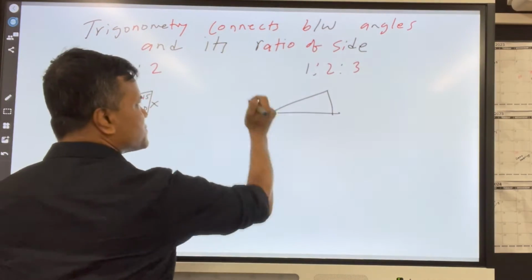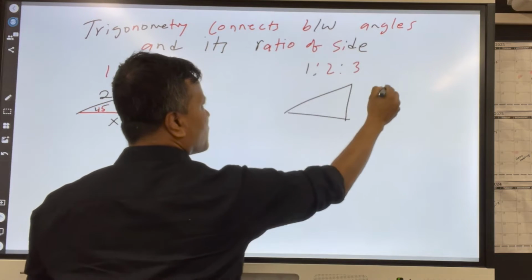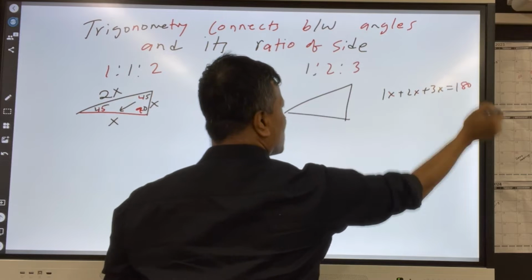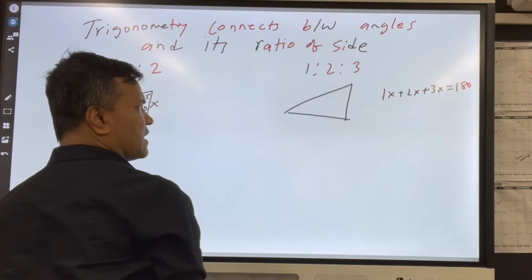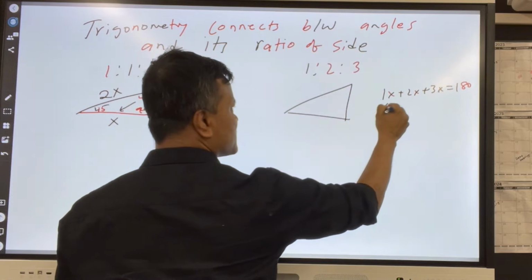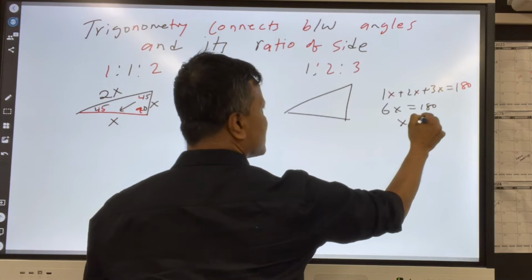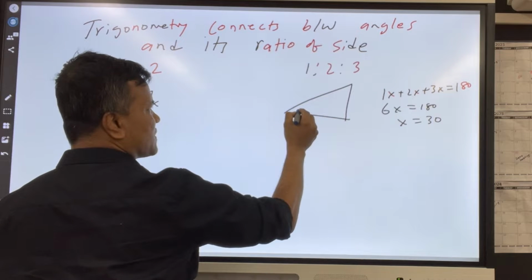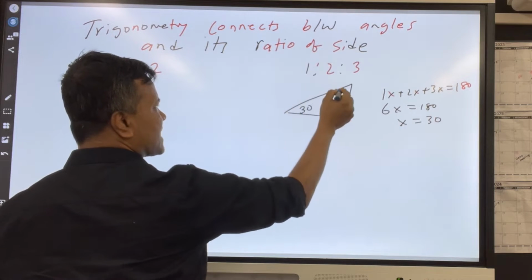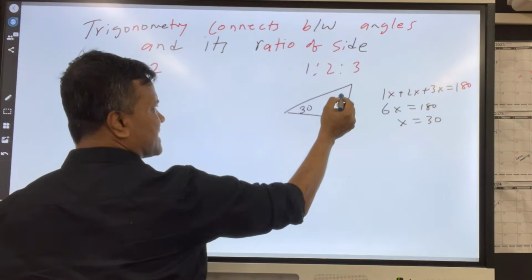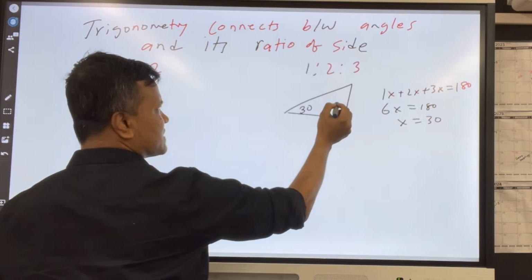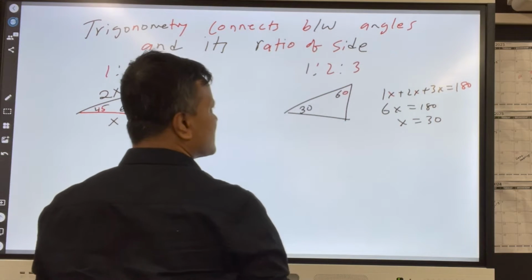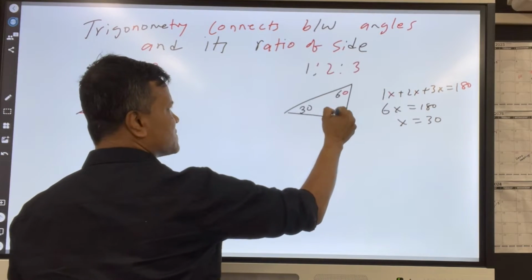If we talk about this one, now we have 1x plus 2x plus 3x is also 180, because the sum of all the angles in a triangle is 180. So 6x is 180, so x is 30, right? This is the smallest, so this is 1, which means 30. This is the second biggest, and this is 2, which means 30 times 2, 60. And this is the biggest, 3x. 3x is 3 times 30, which is 90, right?